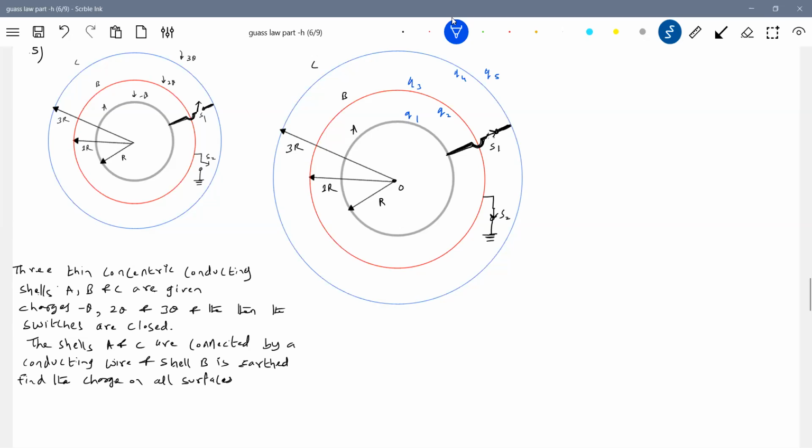So can we conserve the charge of shell B? No, because it's not possible. Can we conserve the charge of shells A and C? Yes, the charge of shells A and C is conserved because they're joined by a wire. Here I'm showing this particular jump, which means the wire is not connected to shell B.